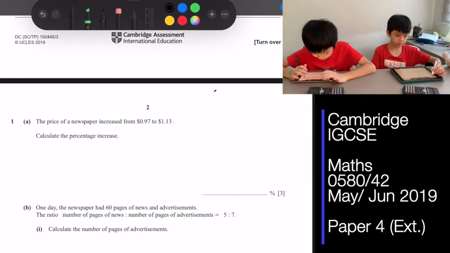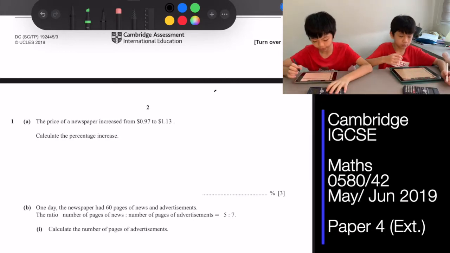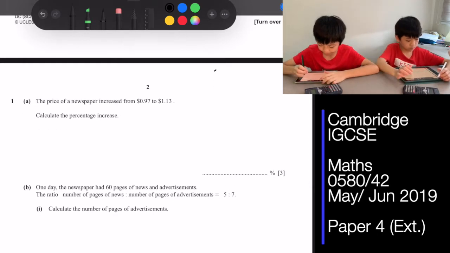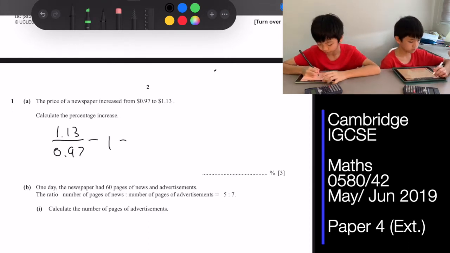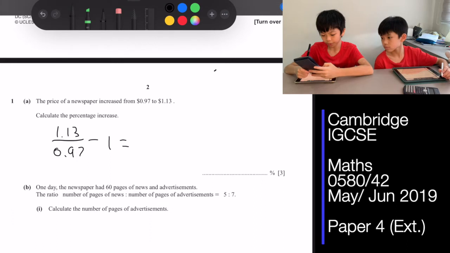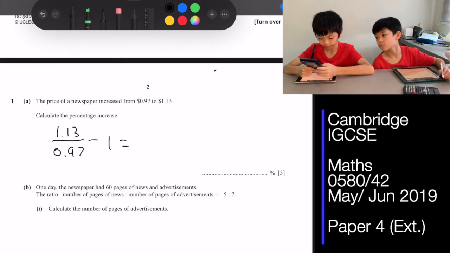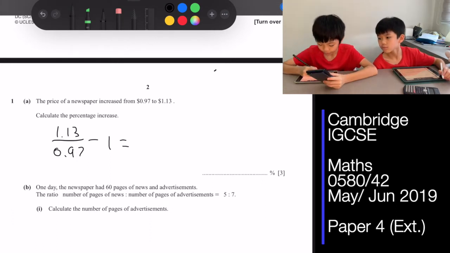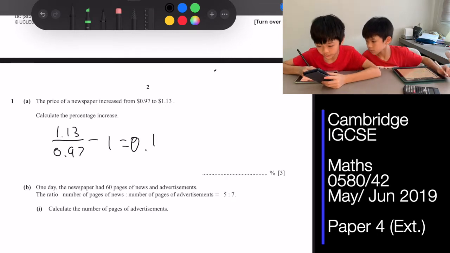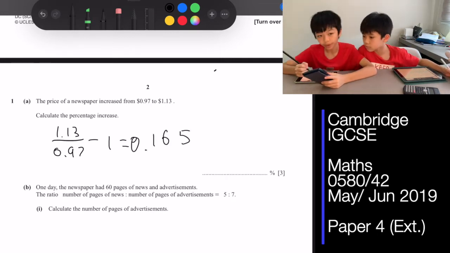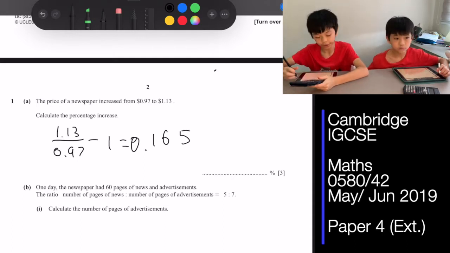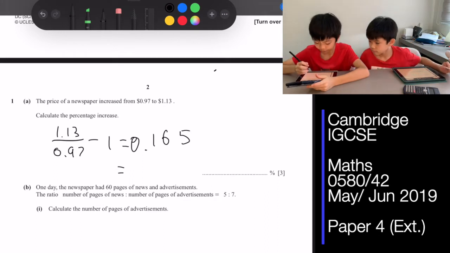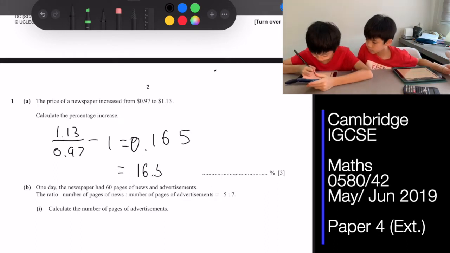The price of a newspaper increased from 0.97 to 1.13. Calculate the percentage increase. This is 1.13 over 0.97, the whole fraction minus 1. And that equals 1.13 divided by 0.97 minus 1, which is 0.1655. But now we want to put it in a percentage, so 0.165 in percentage is 16.5%.